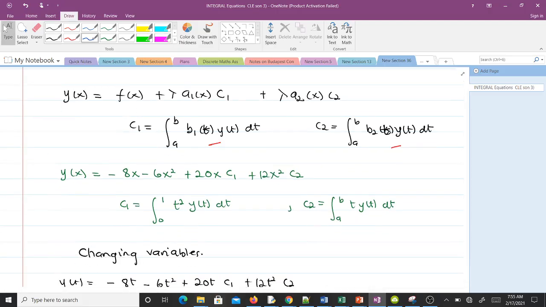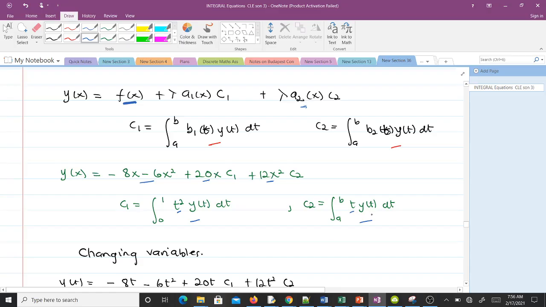All right. So making substitution, we know our free term is this. Our lambda is 1. Our e1 of x is 20x, c1. Our lambda is 1. Our e2 of x is 12x squared, c2. And our c1 is giving us this. Our c2 is giving us this. Because our b1 of t is t squared and our b2 of t is what, t.